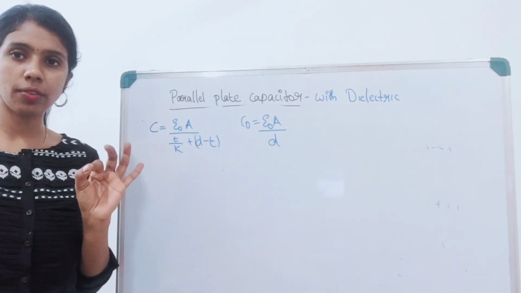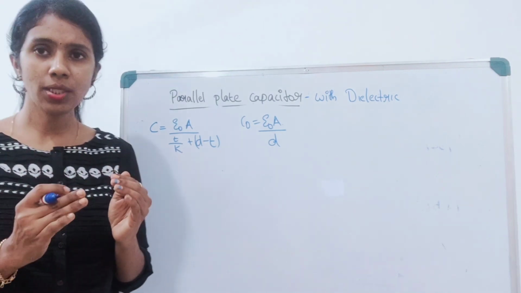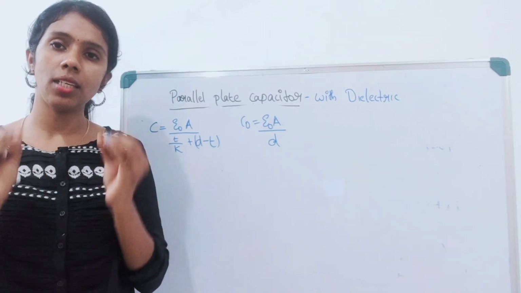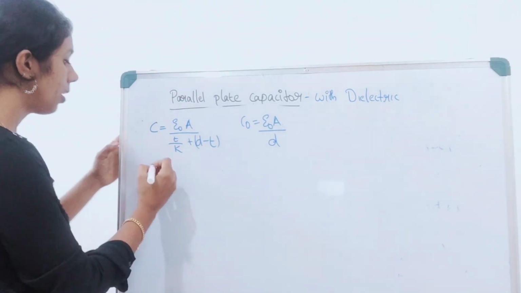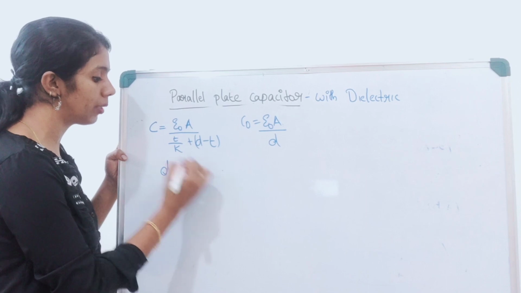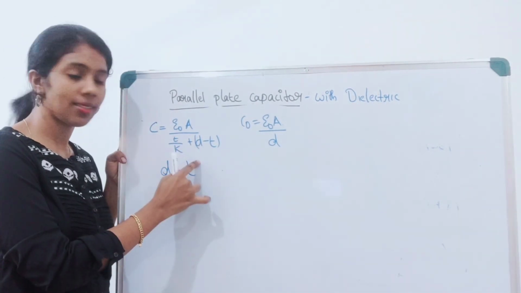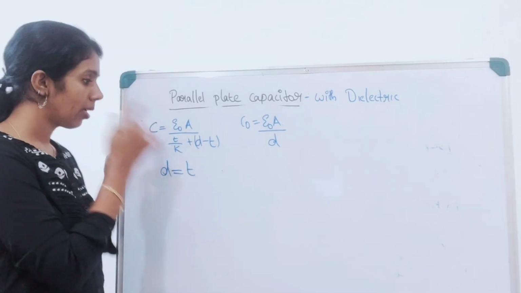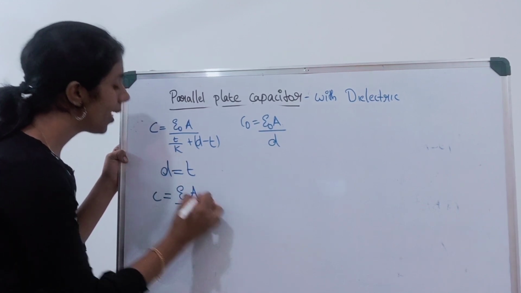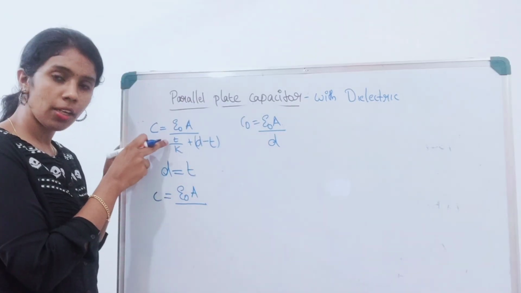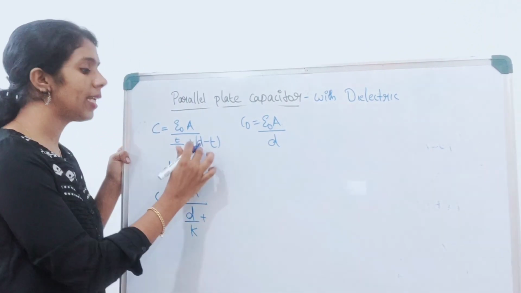where T is the thickness of the dielectric and D is the thickness between the capacitor plates. Now, suppose the thickness of the dielectric is equal to the separation between the plates, that is D is equal to T. So in the equation for capacitance, T can be replaced as D. The equation becomes C is equal to epsilon 0 A divided by D by K plus D minus T.